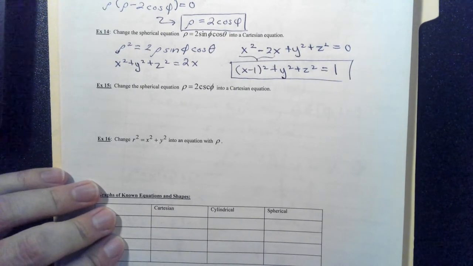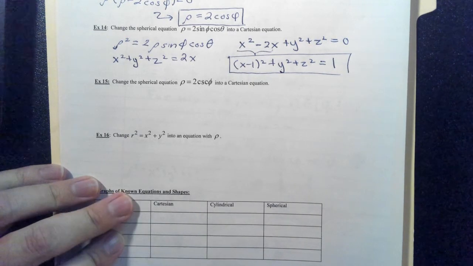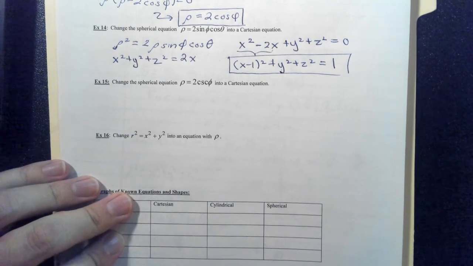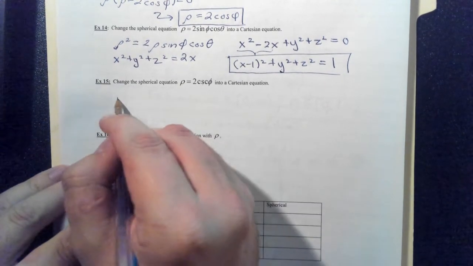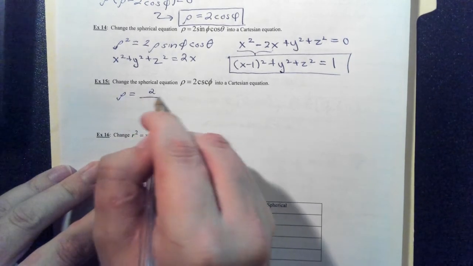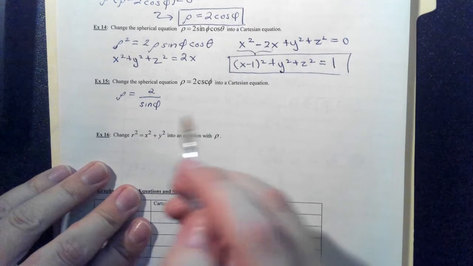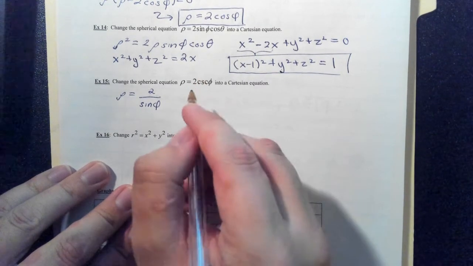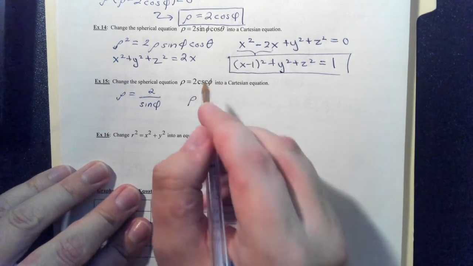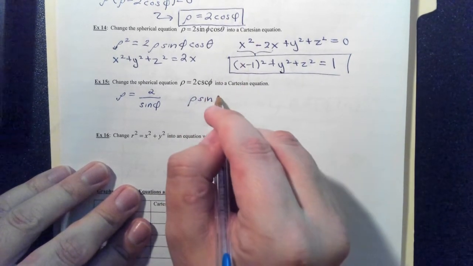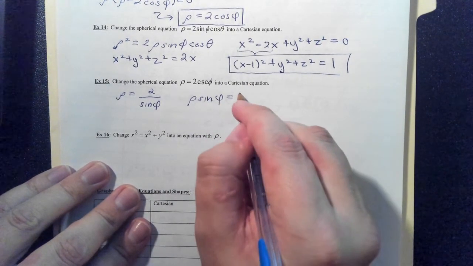If I wanted to change the spherical equation, rho equals 2 cosecant phi, into a Cartesian equation, well, we never really talked about the cosecant of phi, so we probably want to think about that in terms of sine and cosine. This is 2 over the sine of phi, which actually means that rho sine phi is equal to 2.